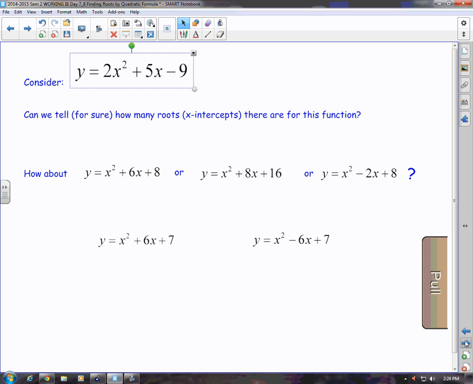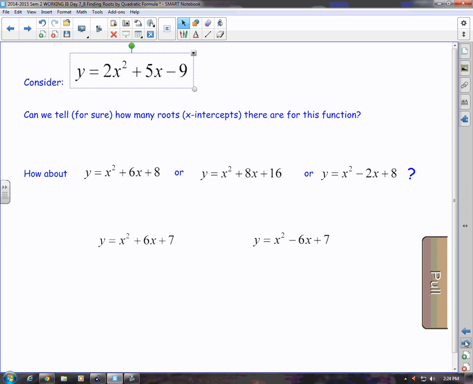Thumbs up, there are 1 or 2. Thumb sideways, we're not sure. Thumbs down, there aren't any. Okay, and we're simply really wanting to answer the question, can we tell for sure? The thumb sideways basically means I'm not sure, so we want to be able to know for sure, right? That's the goal here.